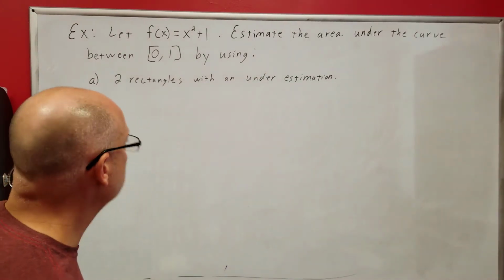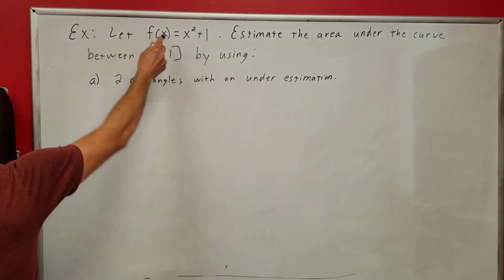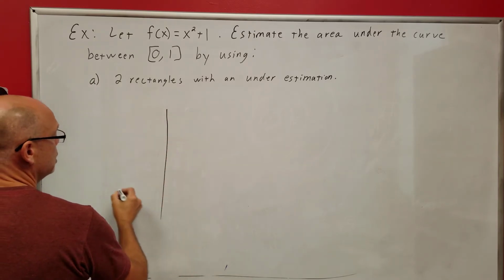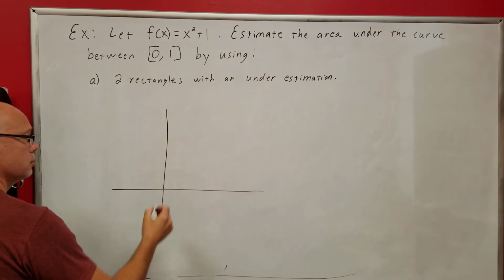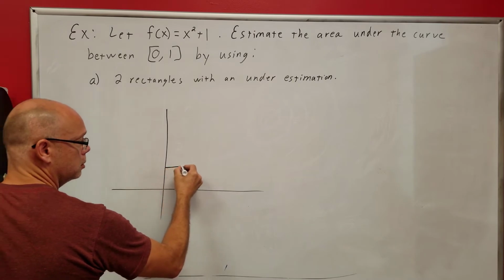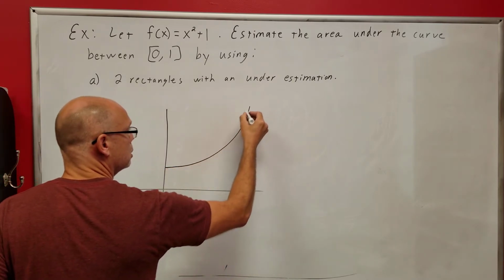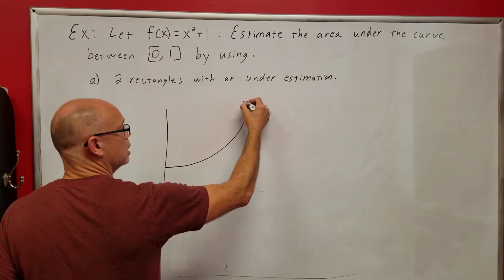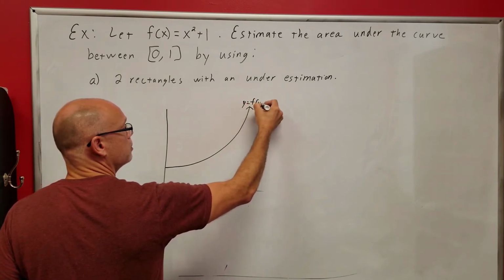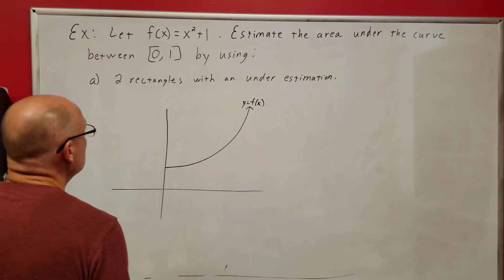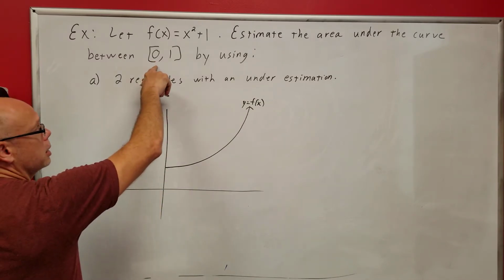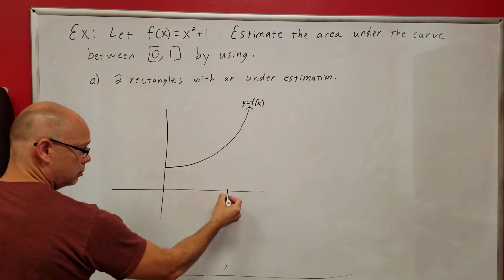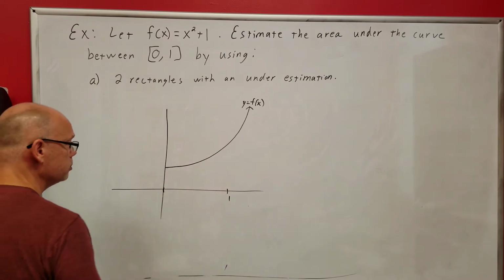Alright, so first I'm going to draw a picture of this thing. So let's see. Parabola shifted up 1 unit. Looks something like this. So that's y is equal to f of x. Now I'm looking at the area under the curve between 0 and 1. So here's 0. Here's 1 right here.